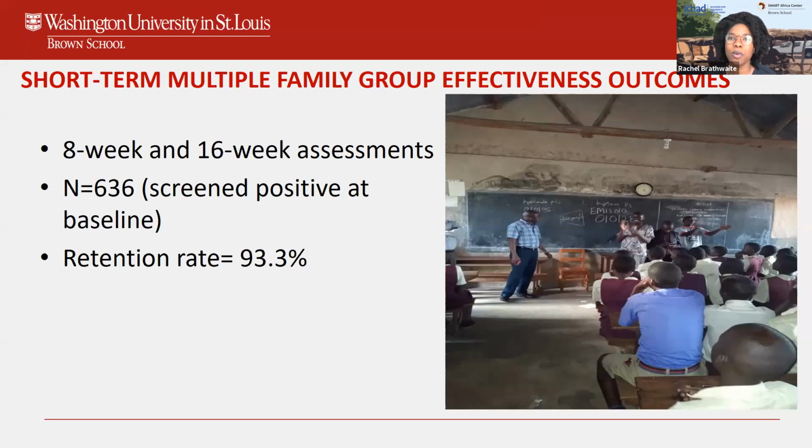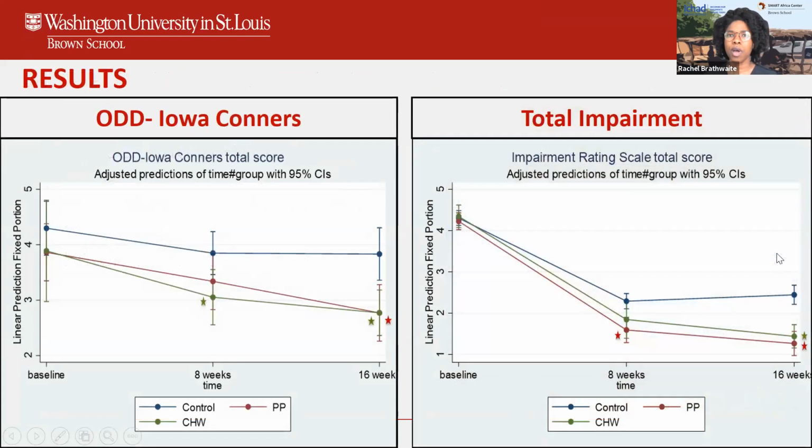And what we're all curious about is to know how effective this intervention was in reducing child behavioral outcomes among children in Uganda. To do so, we utilized longitudinal data from the recently completed Smart Africa Uganda study, and we investigated how the intervention impacted child behavioral outcomes. We specifically looked at the impact of the intervention at 8 weeks, which is mid-intervention, and at the end of the intervention, which is at 16 weeks.